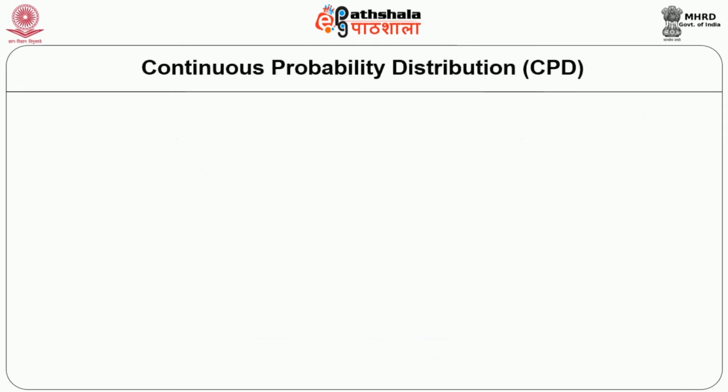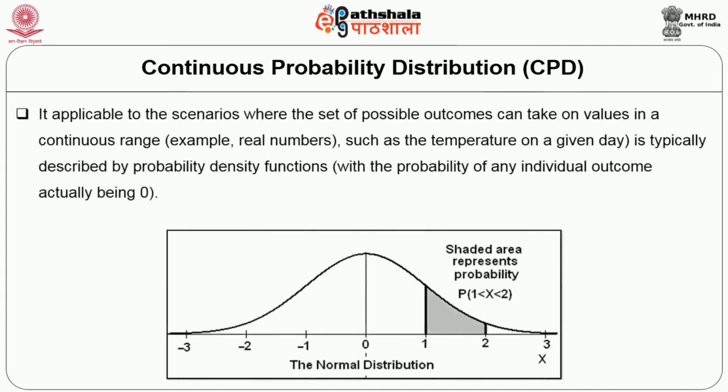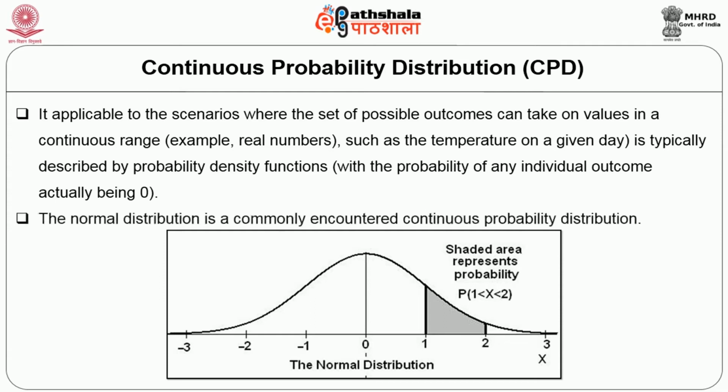Now let us understand the continuous probability distribution. The continuous probability distribution applies to the scenario where the set of outcomes can take on values in a continuous range, for example real numbers, such as the temperature on a given day. It is typically described by the probability density function, with the probability of any individual outcome actually being 0. The normal distribution is commonly encountered as a continuous probability distribution. This is about discrete and continuous probability distributions.